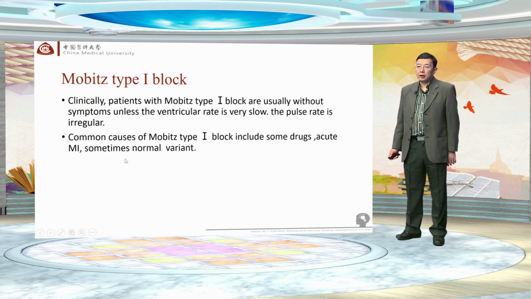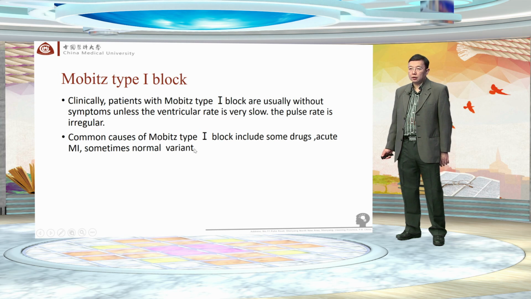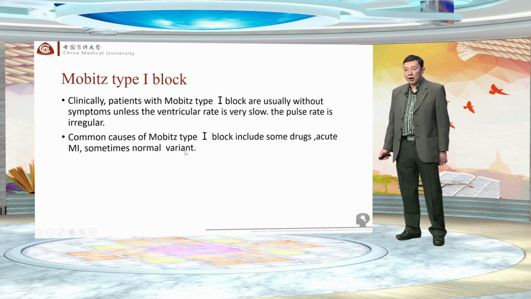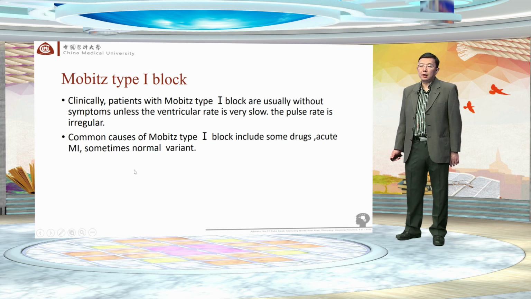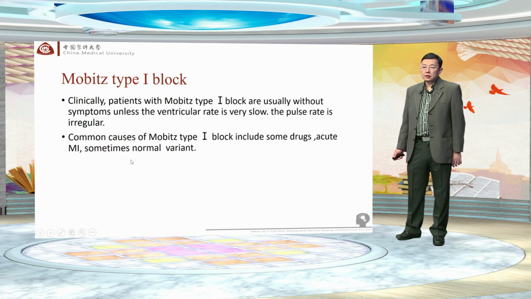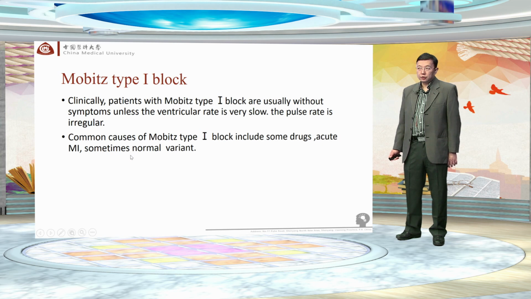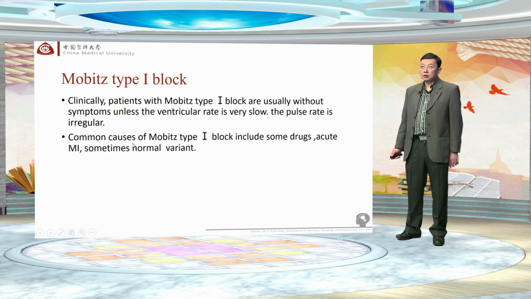Common causes of Mobitz type 1 include some drugs and acute myocardial infarction. Sometimes it is a normal variant. These people are healthy and have no disease. Usually we see this in younger people, male or female.